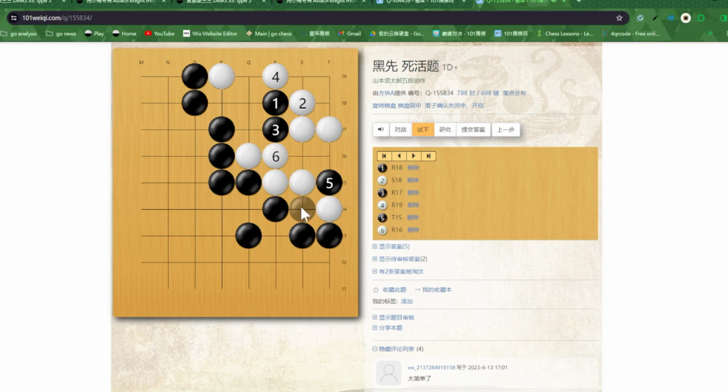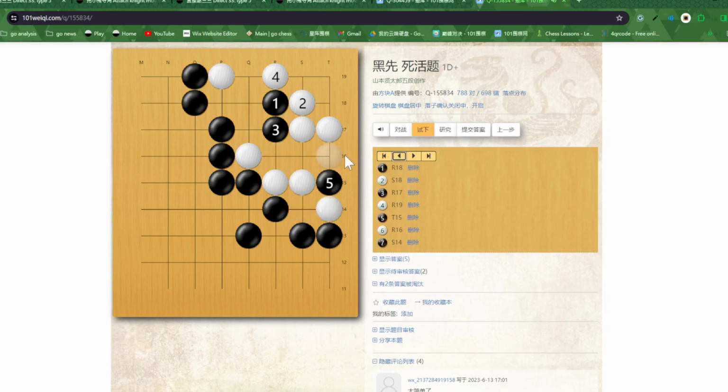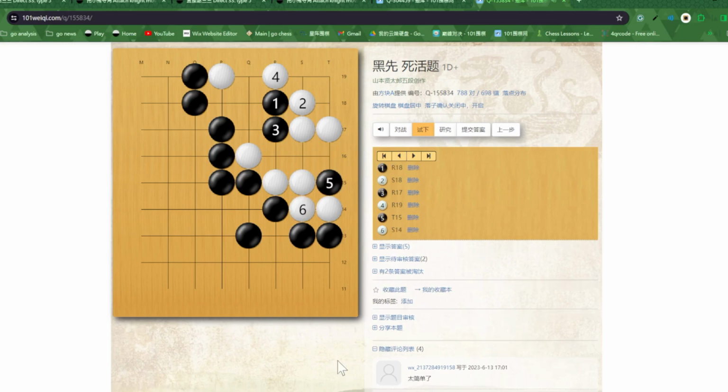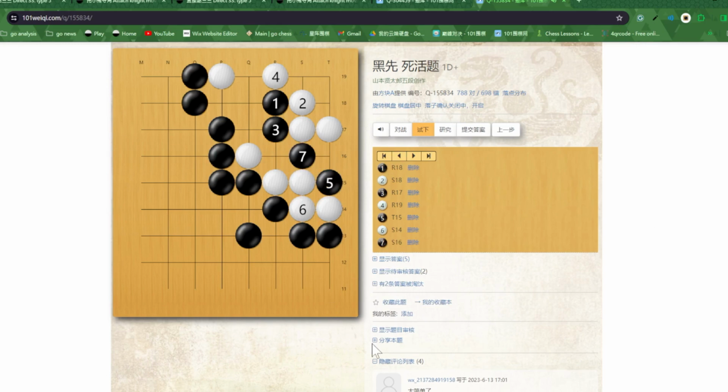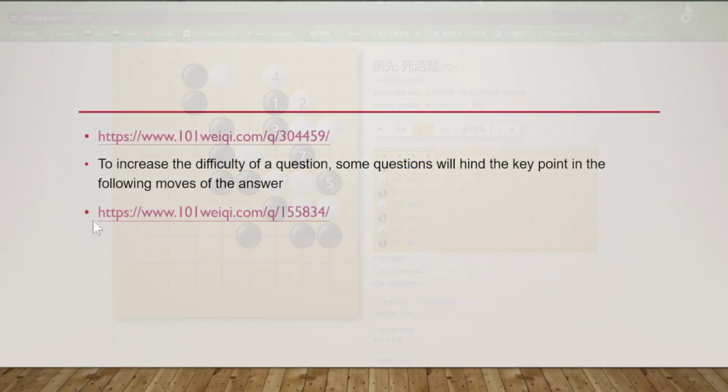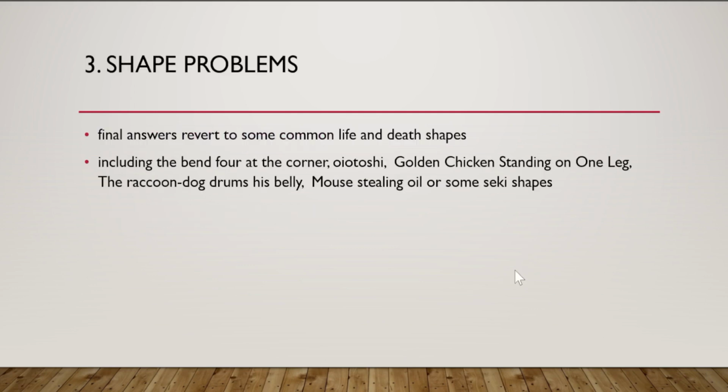White plays here, black captures. White plays this one, black cuts. White connects, this is an oi toshi. Then the white is being captured. So this is the key point problems. And then we have the shape problems.